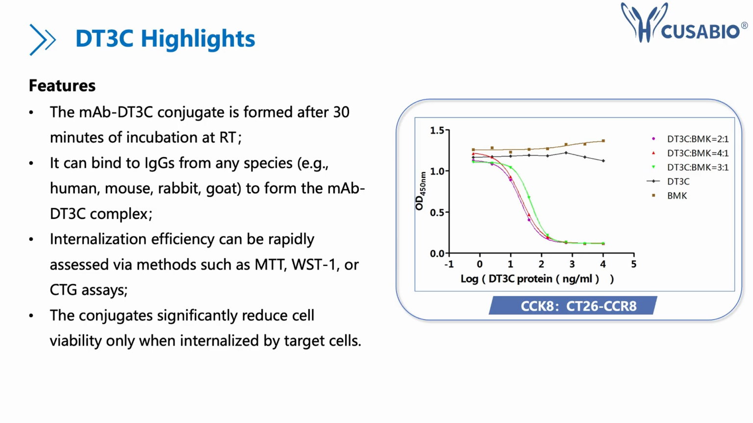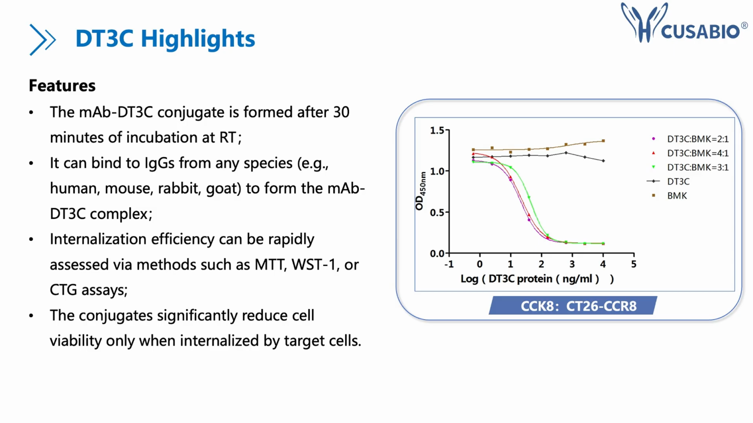And also based on our validated result, the conjugate will reduce the cell availabilities only when they are internalized by the target cells. As I showed you here in the right panel, in this validation result, we have the DT3C group and we have the monoclonal antibody only group, the positive antibody group. You see that there's no significant reduced cell availability observed. Only when the conjugate is internalized by the target cells, you see a sharp decrease in the cell availabilities.